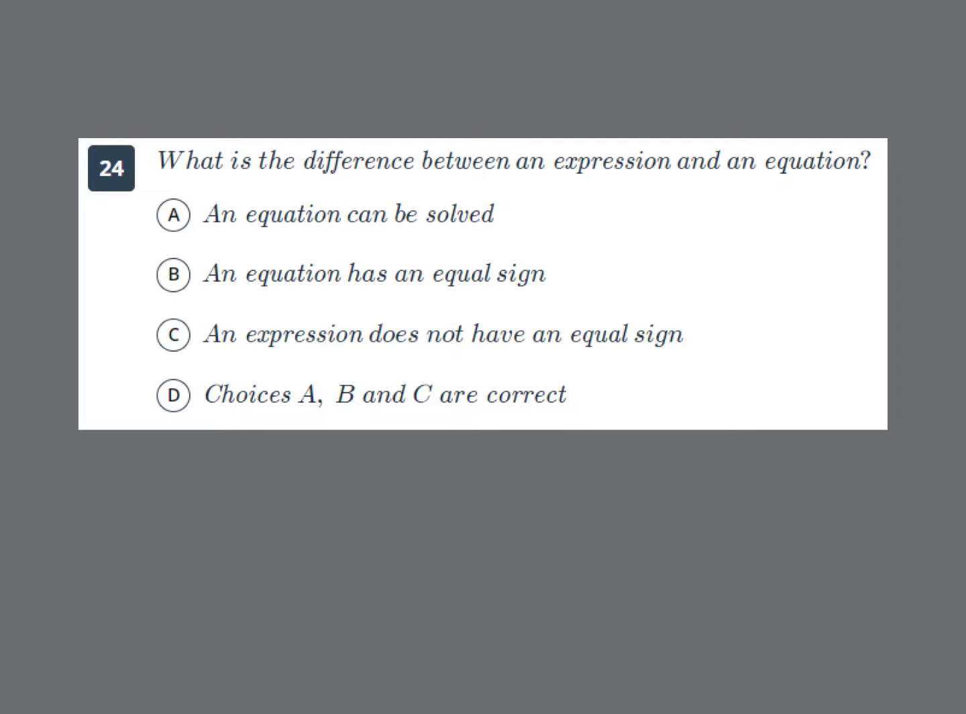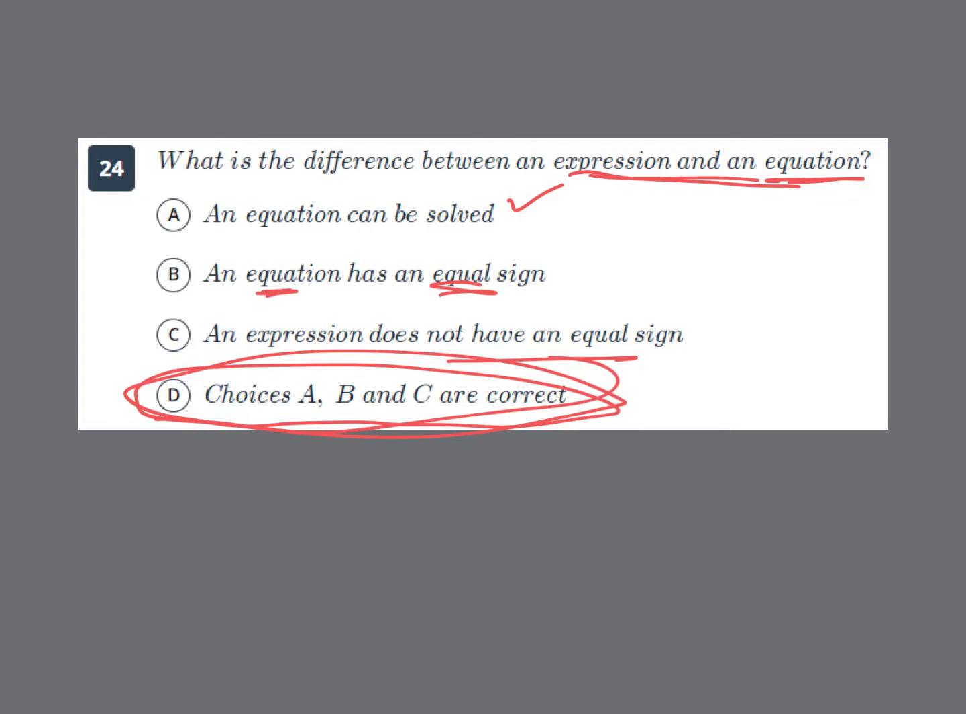Next. What is the difference between an expression and an equation? Oh, we've talked about this a lot. An equation can be solved. That is true. We try to look for, get the variable by itself to figure out what the variable is. An equation has an equal sign. Oh, we've talked about that a lot. That's why it has that base word. An expression does not have an equal sign. Well, that's the opposite. Choices A, B, and C are correct. Looks like D it is.